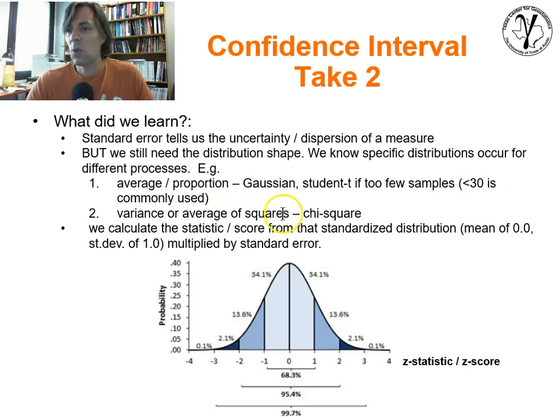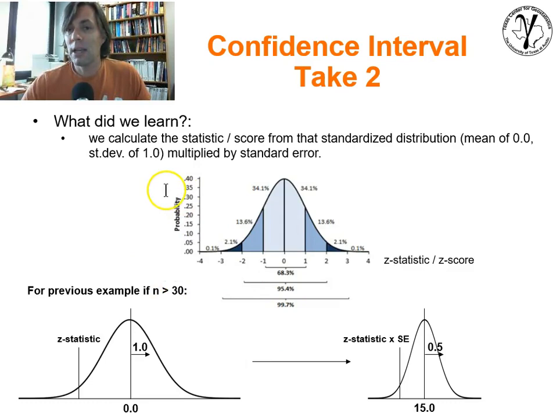Variance, or average of squares, will tend to be chi-squared. And so we calculate the statistic and score from the standardized distribution. We'll calculate that score, a t-score, or a z-score for a Gaussian distribution. From the standard distribution, it's providing it to us in standard deviations, and then we multiply it by the standard error. We're rescaling the standard error based on what the shape tells us of how many standard deviations we need to move. We're rescaling. It's pretty useful.